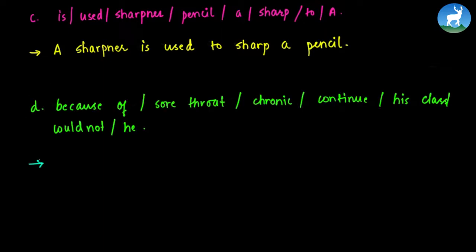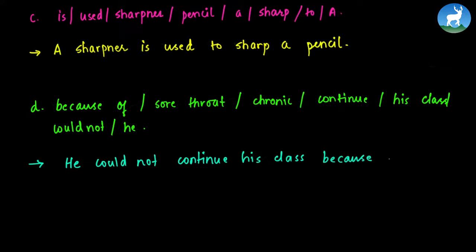Now we have because of, sore throat, chronic, continue his class, could not, he. So we first have a subject, he. So he could not continue. So we write, he could not continue his class. Now continue what? His class. And why? Because. So we say, because of.